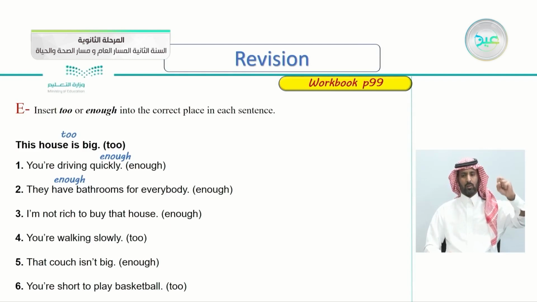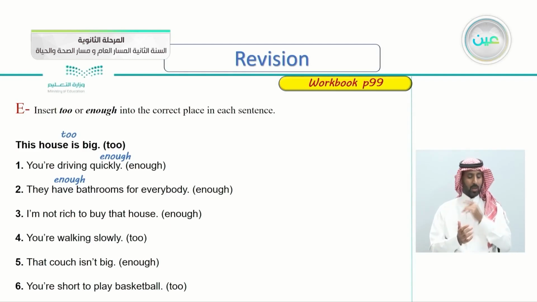Number 3, I'm not rich to buy that house, and also the word enough. Yes, very good. I'm not rich enough to buy that house. I don't have enough money. Number 4, you're walking slowly and the word too. So you're walking, yes, you're walking too slowly.